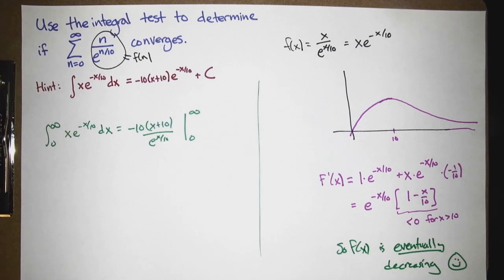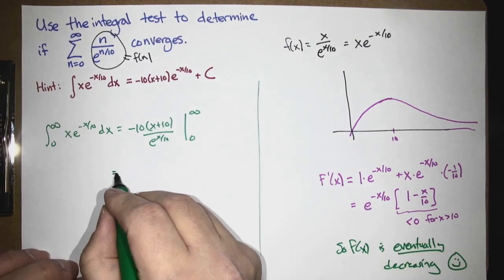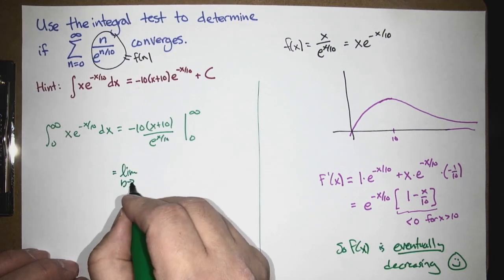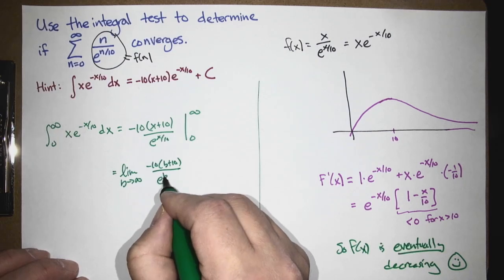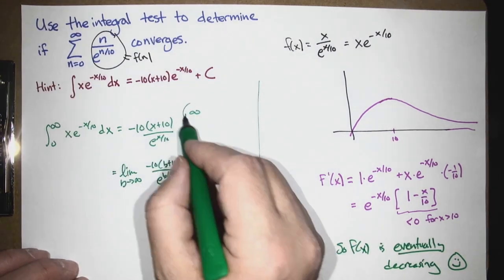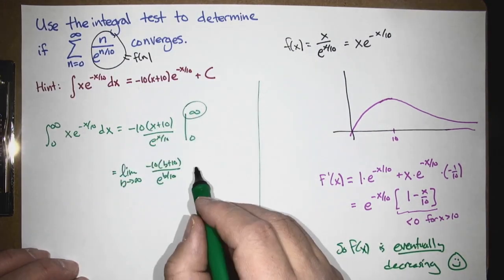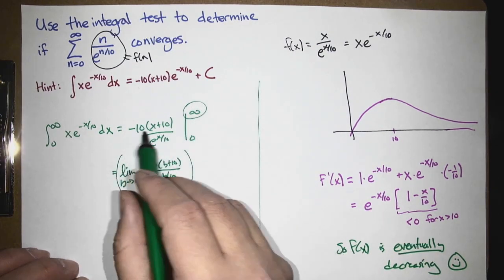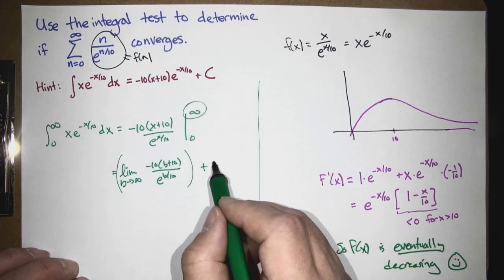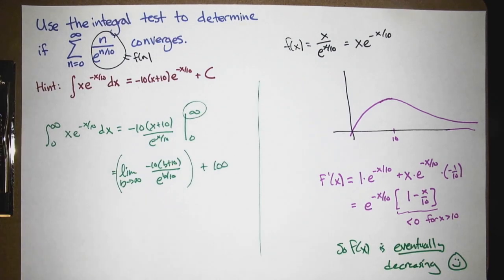Ah, yes. L'hôpital, mon ami. Right? So this is a time when we justifiably break out our limit. So the limit as b goes to infinity, minus 10, b plus 10, e to the b over 10. Now take care of the upper part. And then at 0, just plug in 0. Plug in 0, it'll be plus 100. Because minus 10 times 10 is 100. E to the 0 is 1. And then it's minus a minus 100.